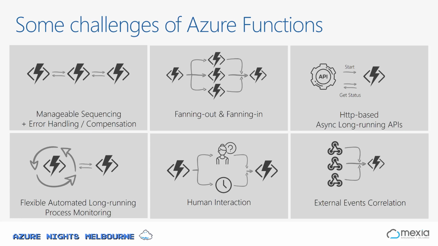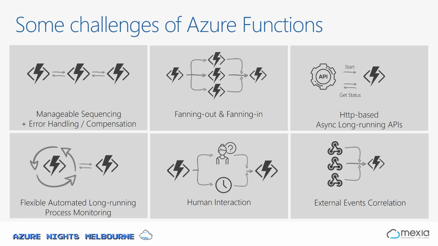Okay, and then another scenario would be fanning out and fanning in. So imagine you need to execute some processes in parallel, some functions in parallel. And then after that, you need to fan in and get the output from those 3 functions and continue your processing. That would be very cumbersome if you only had the normal functions, right?